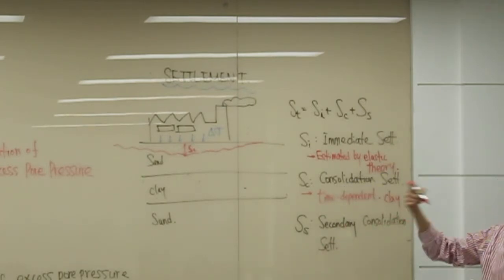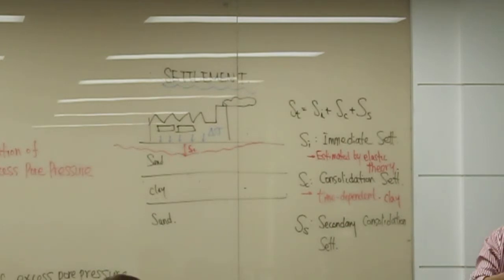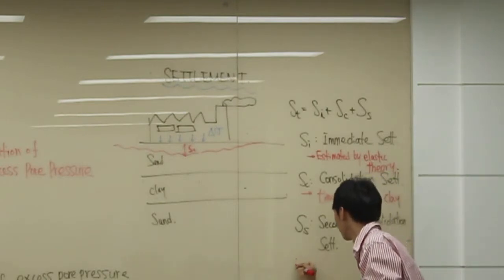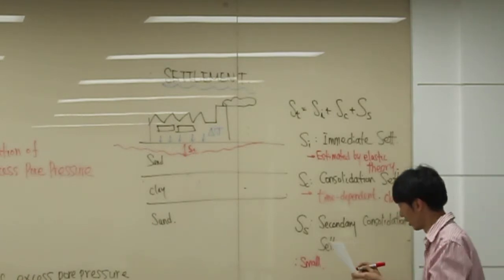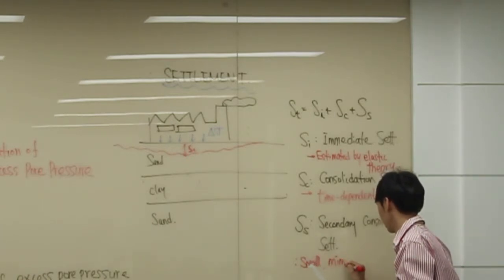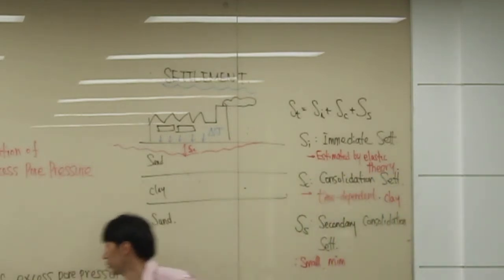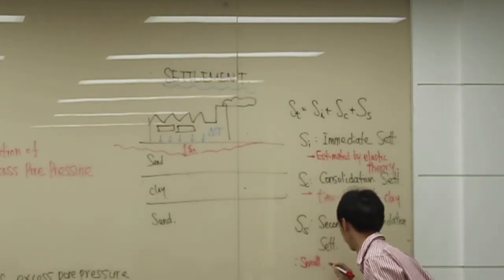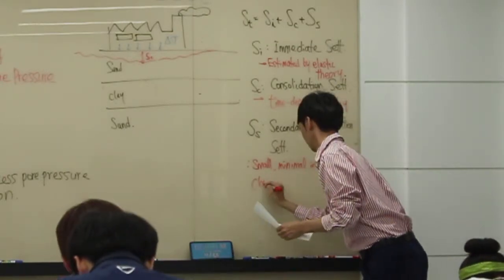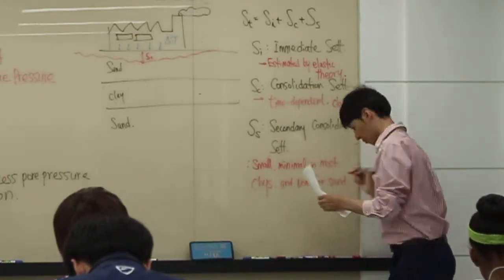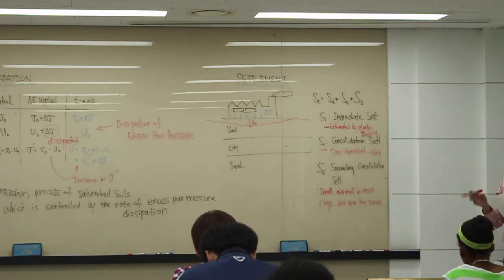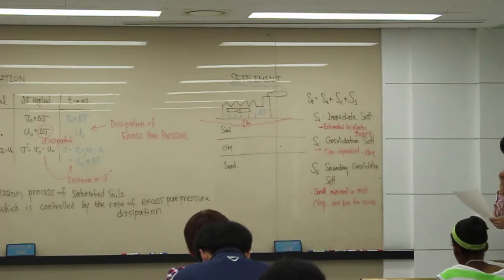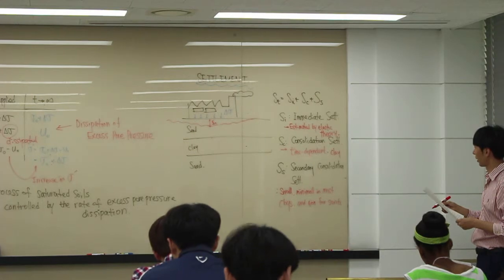After the primary consolidation, there is an additional settlement occurring in the clay soil, right? This is a very small amount. It's not very small, but it's insignificant and minimal in most soil. There is no secondary consolidation settlement in coarse grain soil. It happens only in fine grain soil.